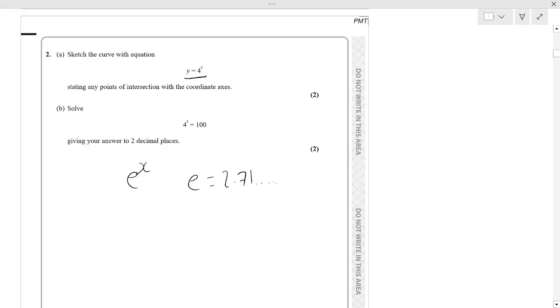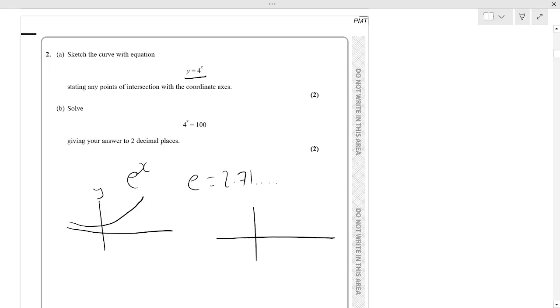But it's kind of like 4. So really it behaves in the same sort of way. So if you know the graph of e to the x, e to the x has this sort of shape, right? So then 4 to the x, well, it's going to be the same behavior. So the only intersection is going to be with the y-axis.